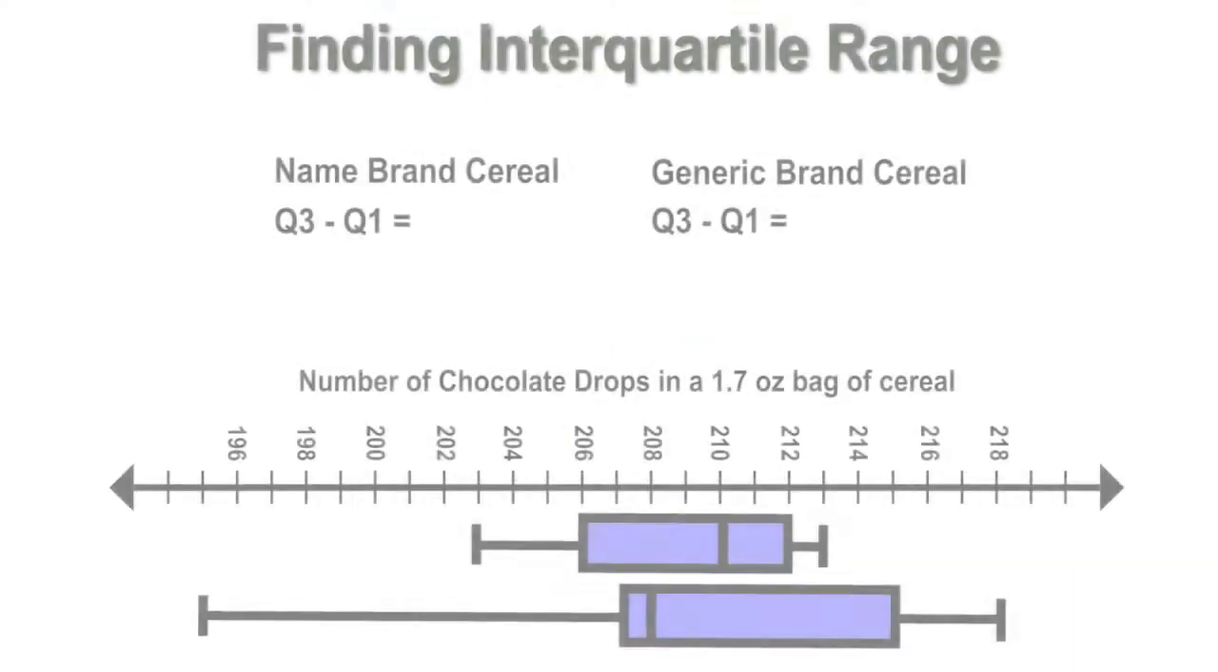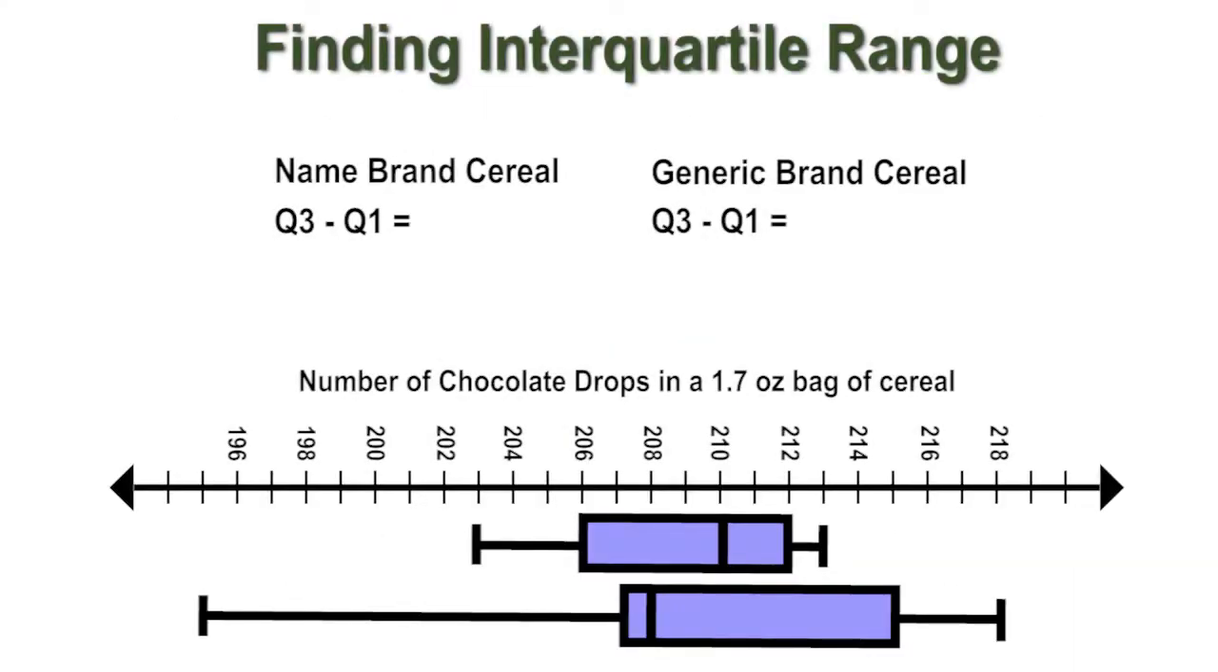When comparing the two boxes of cereal, we can find the interquartile range of each box plot. The interquartile range of the first box can be found by finding the difference or range between the Q3 and Q1. 212 minus 206 equals 6. We can find the interquartile range of the second box using the same method. 215 minus 207 equals 8.